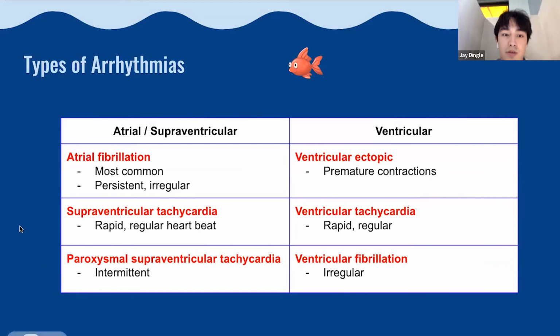There's a few different types. So first we have atrial or supraventricular. This is in the atrium or above the ventricle. And the most common one here is AFib, a persistent, irregular rhythm. We've got supraventricular tachycardia, which is a rapid, regular heartbeat. Paroxysmal supraventricular tachycardia, which is essentially intermittent bouts of having a rapid, regular heartbeat. We have ventricular ectopic, so the ventricular arrhythmias, ventricular tachycardia, and then ventricular fibrillation. A brief description of each of those is there as well.